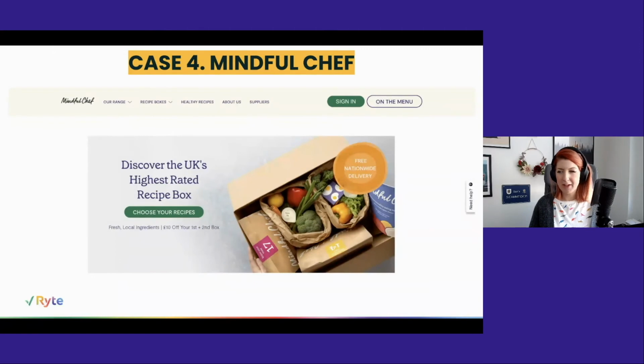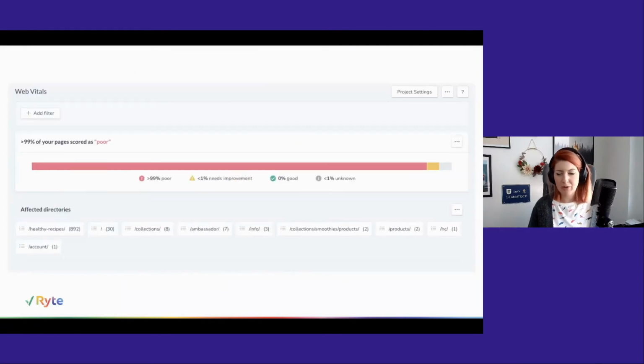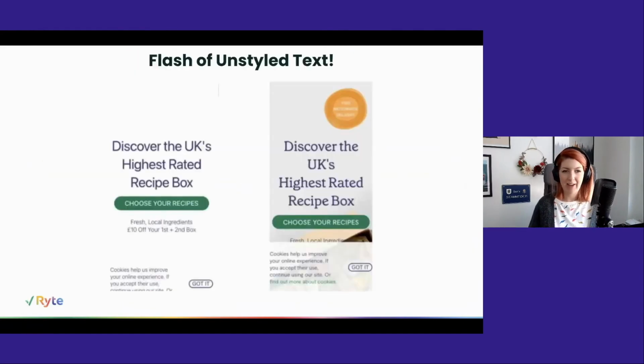The fourth and a very quick case is Mindful Chef, which is a grocery box delivery service like HelloFresh. Also struggling here with web vitals, and they have something called a flash of unstyled text, which does contribute towards cumulative layout shift. That's where the text is styled without the desired end font, and then the user sees a flash of this, and then it can shift because, especially with different fonts, they have different widths. And so it's gone into a new line.